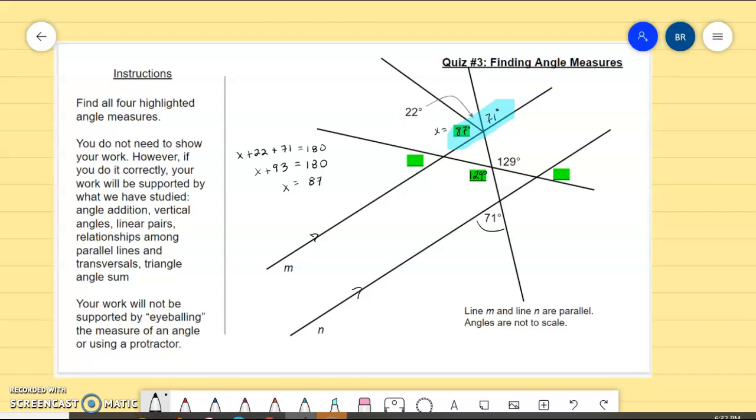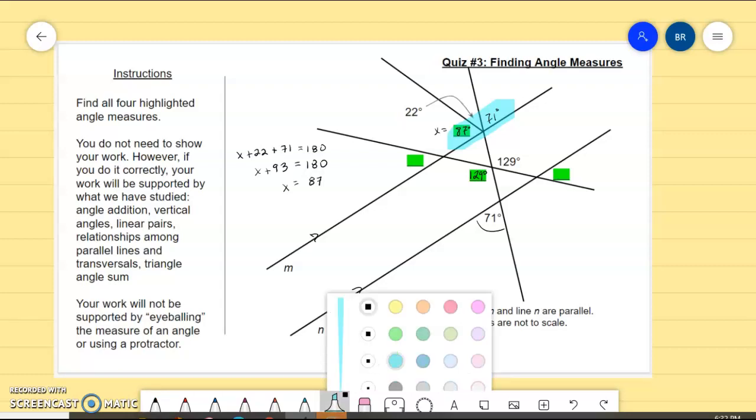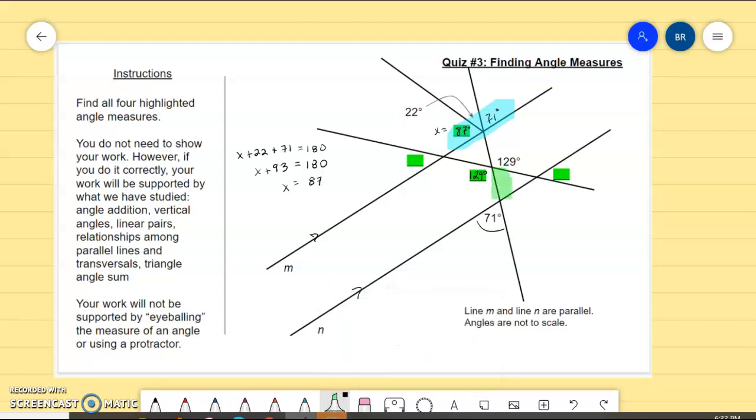Now, what else do we need? Well, we're going to need these 2 guys out here. Notice once we find one, we will have the other because they are alternate exterior angles. How will we find those? Here's something I notice. This is a triangle. Those 3 angles that are in there will add up to 180 degrees.